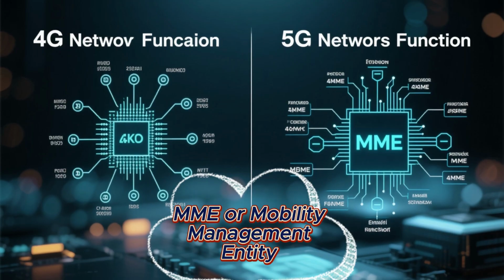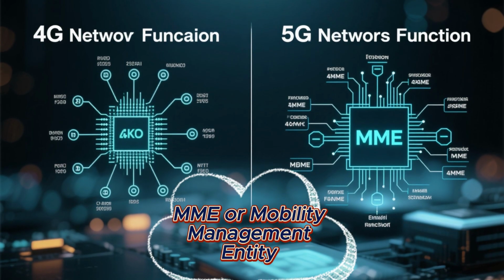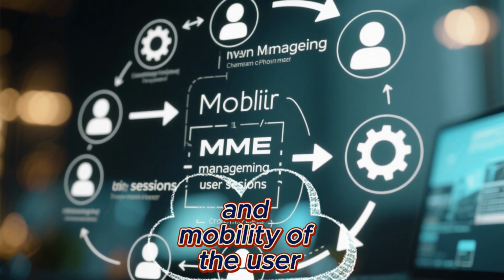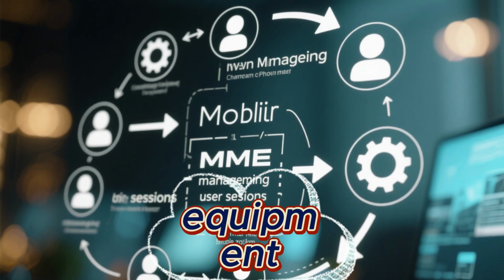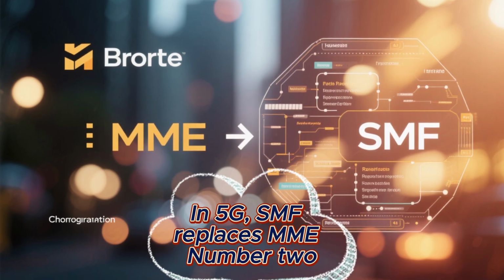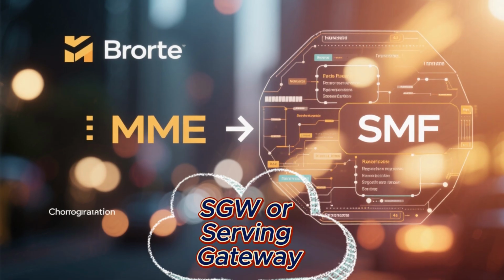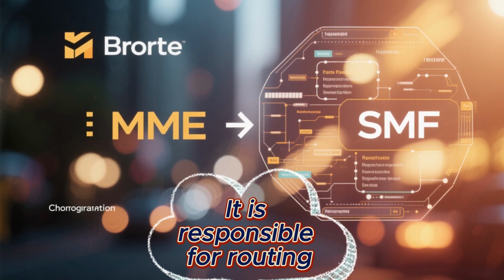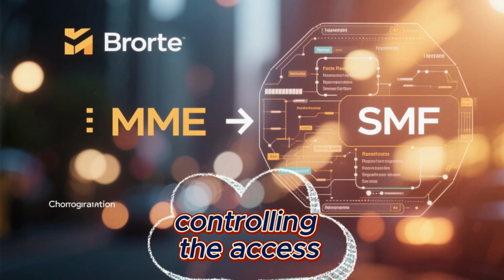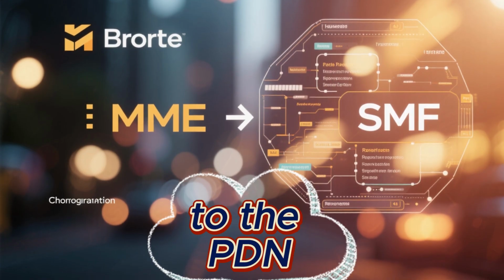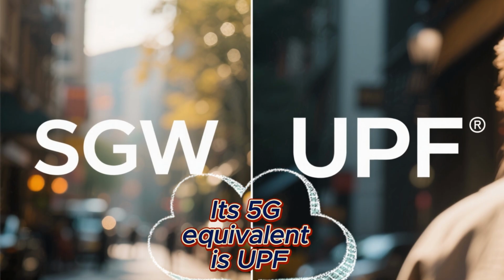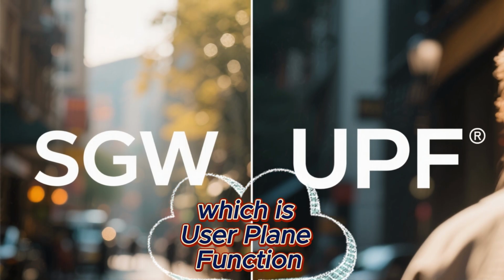Number 1, MME or Mobility Management Entity. It manages the sessions and mobility of the user equipment. In 5G, SMF replaces MME. Number 2, SGW or Serving Gateway. It is responsible for routing the user data and controlling the access to the PDN. Its 5G equivalent is UPF, which is User Plane Function.